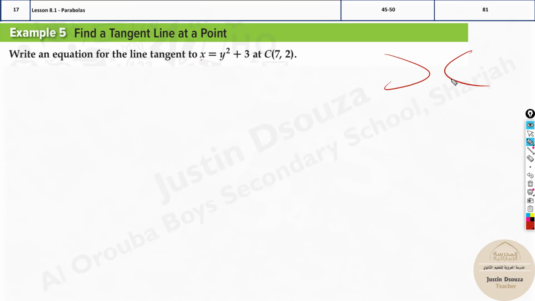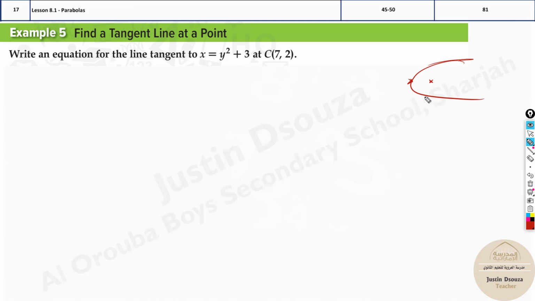Now which side does it exactly go to? It goes to the right side. Why? Because it's positive over here. Look, it's positive. Now this x is positive, that's why we can tell it's opening to the right side. Now we need to find the vertex, we need to find the foci, and then there is a point (7, 2).